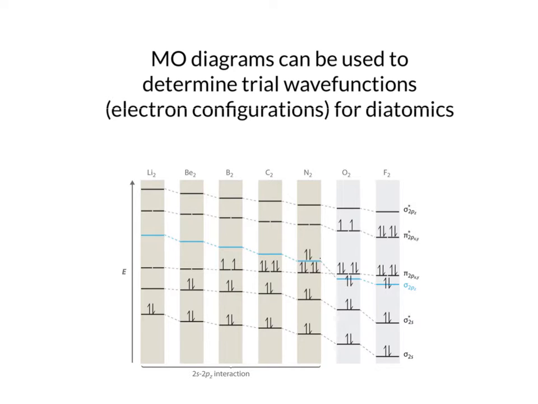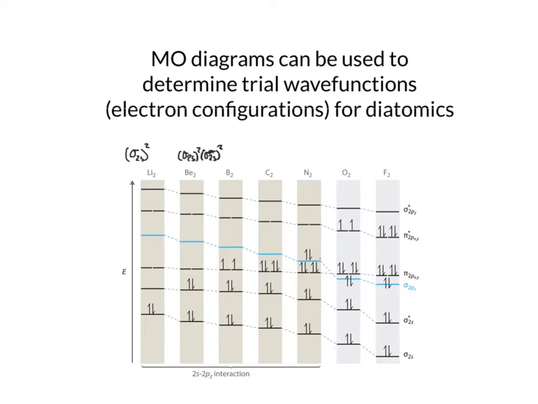So I would write the electron configuration for diatomic lithium as sigma 2s squared, because I have 2 electrons in there. For beryllium, I would write it as sigma 2s squared, sigma star 2s squared, and so forth. So you can see that we can write these electron configurations based on the molecular orbitals rather than the atomic orbitals, in the same way that we write electron configurations for atoms.